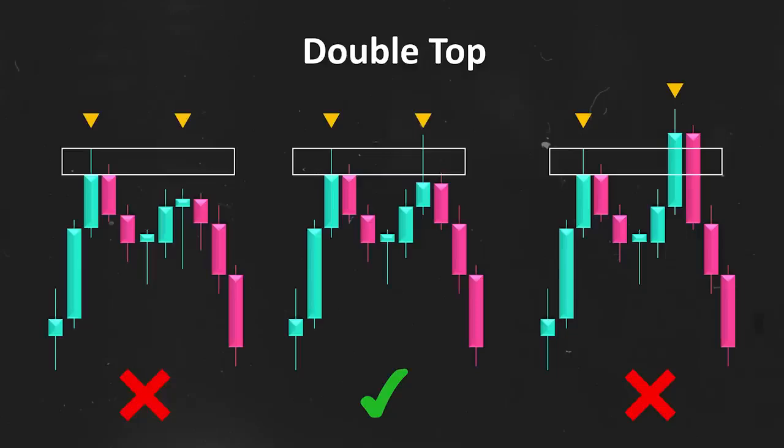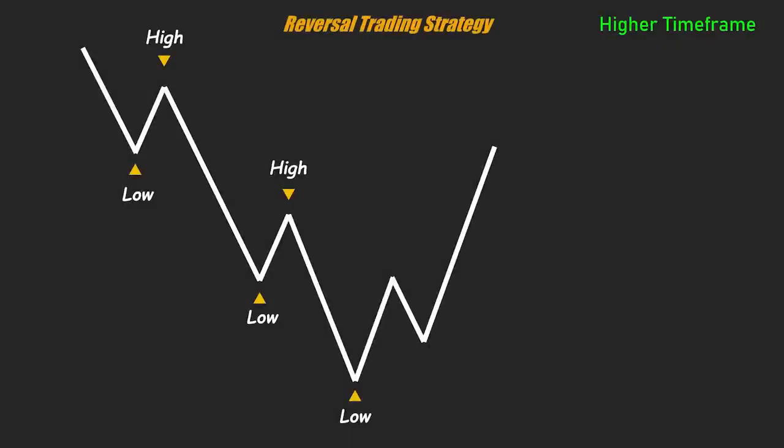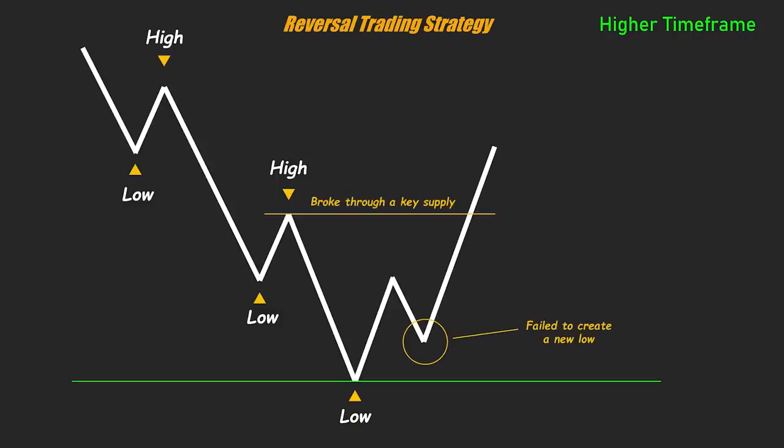Now, let me show you how this reversal trading strategy actually works. We use two time frames in this setup. First, we analyze the higher time frame to understand the market structure and find a major level where the price might get rejected. Imagine if this line chart is our higher time frame price movements. We can see that the market was in a downtrend, but after reaching a certain level, it failed to create a new lower low, showing a loss of bearish momentum. Then the price broke through a key supply zone, which means demand has taken control.